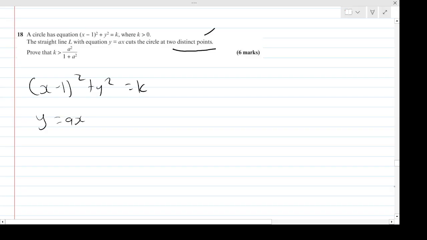If it's two distinct points, I'm thinking the discriminant. That might help. If it's two distinct points and two distinct real roots, that means the discriminant has to be above 0, or positive. So I'm going to note that then. That might come into help because that's what you usually do with these questions.